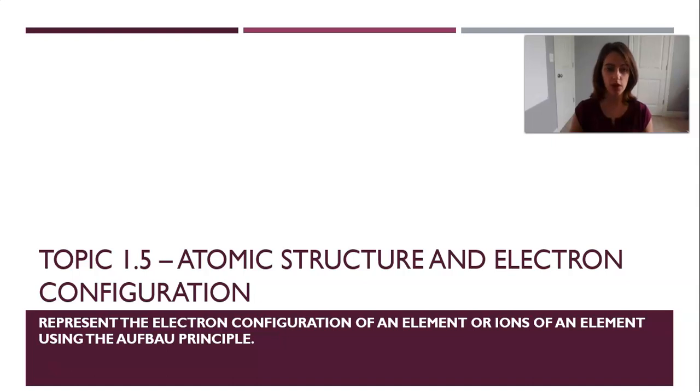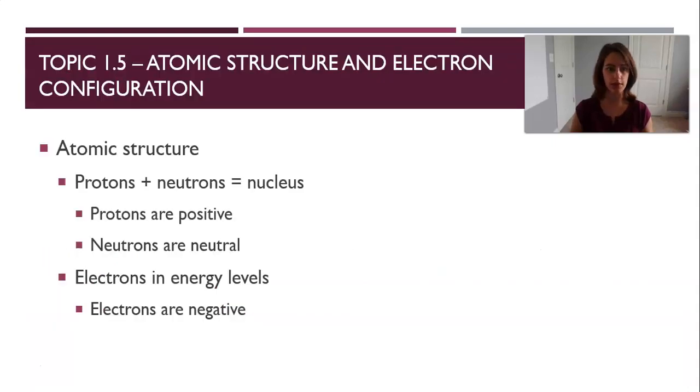In this video, we are talking about topic 1.5, so atomic structure and electron configuration. Ultimately, we need to be able to represent the electron configuration of an element or ions of an element using the Aufbau principle. So let's review some atomic structure.